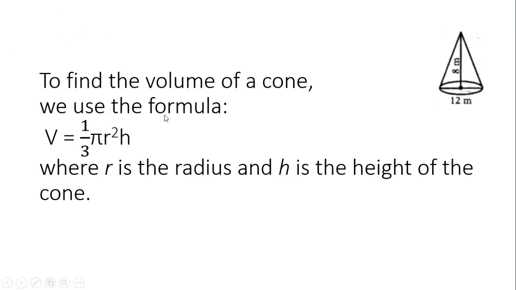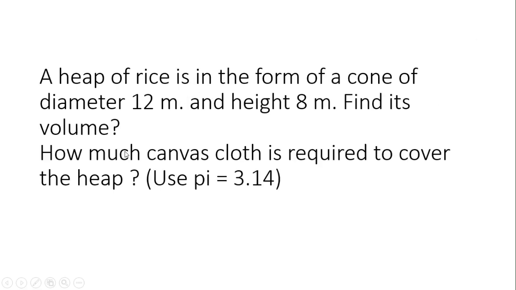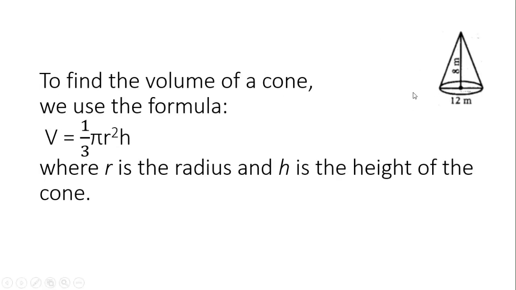here, to find the volume of a cone, we use the formula V is equal to 1 by 3 pi r square h, where r is the radius and h is the height. But in the given problem, we are given height as 8 meters and diameter as 12 meters. Radius is not given directly. But when the diameter of the base is given, it is easy for us to take the radius because r is nothing but diameter by 2. So r is equal to d by 2. That is a known thing for us.